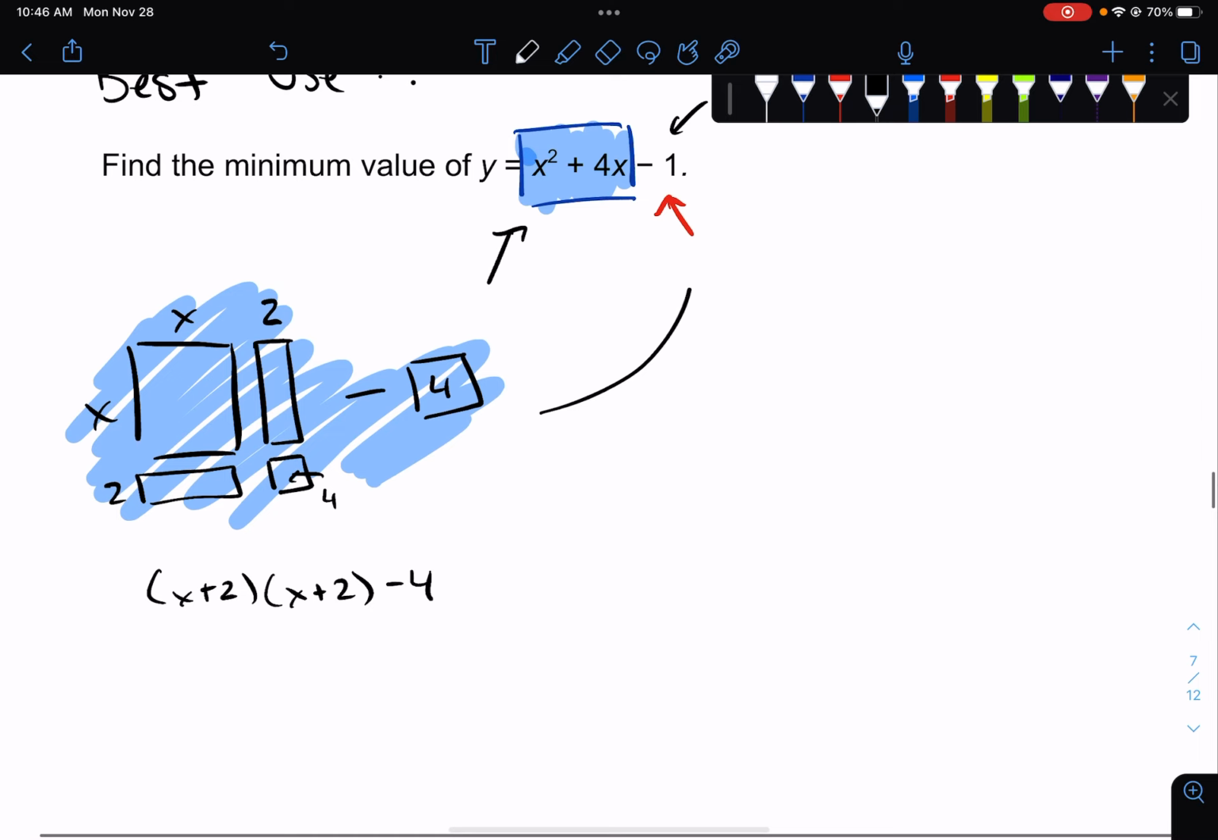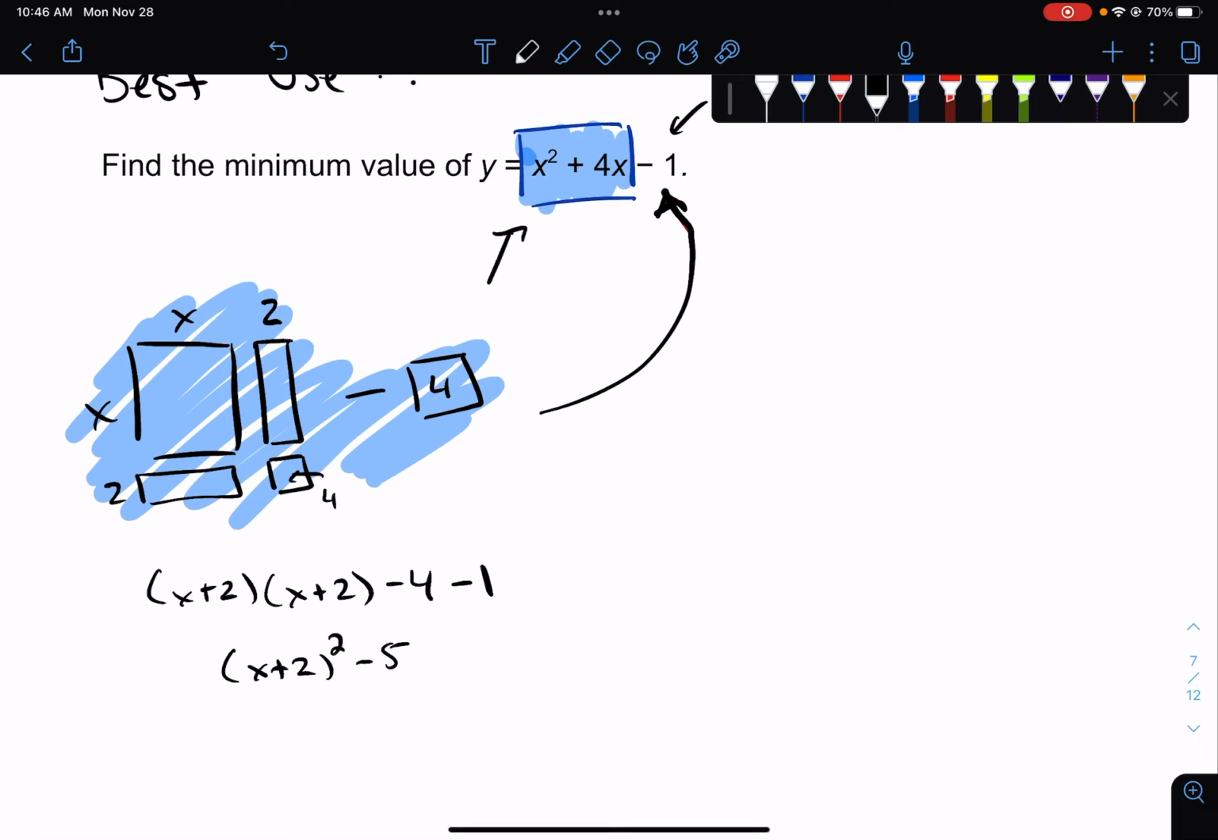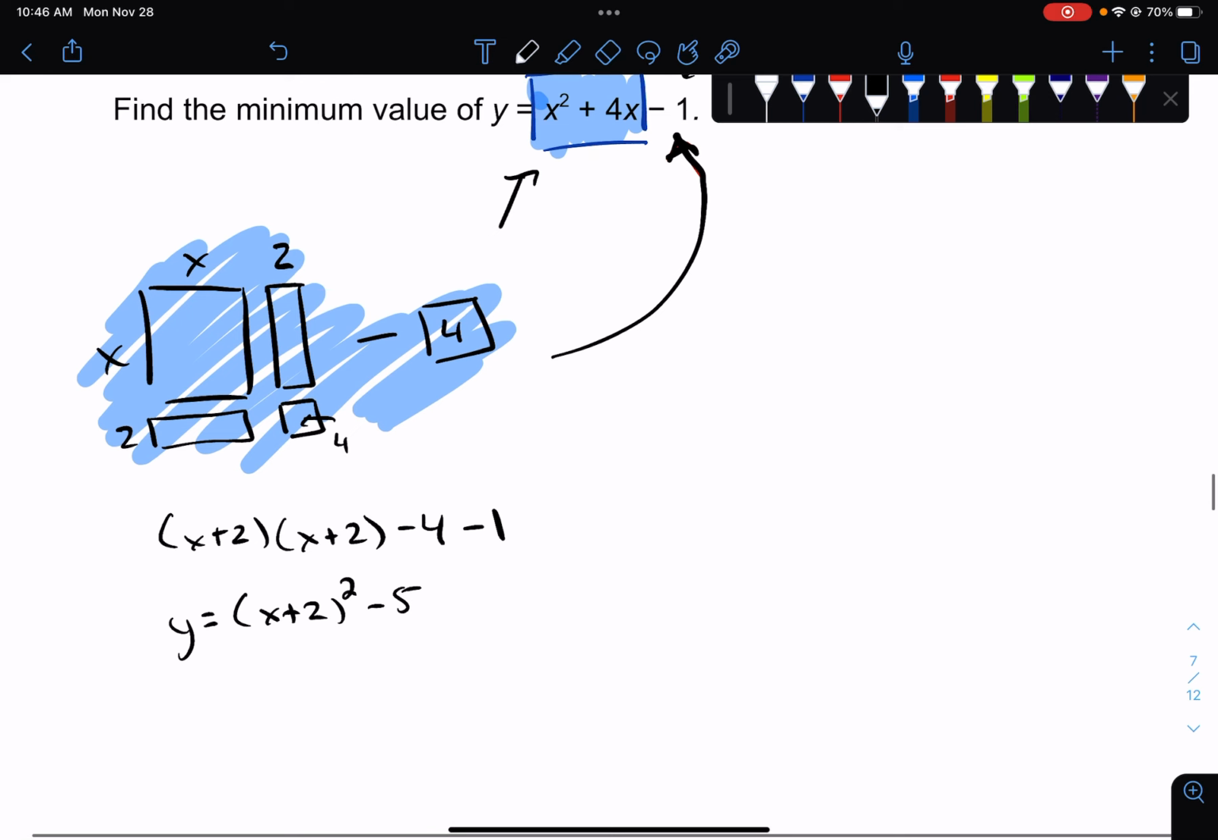But I also had this minus 1. And a lot of times you guys will forget, oh, but there's also this minus 1, that little square over there that I ignored for a while. So (x plus 2) squared minus 5 becomes my new y equals. And I love that because now I know what that looks like.